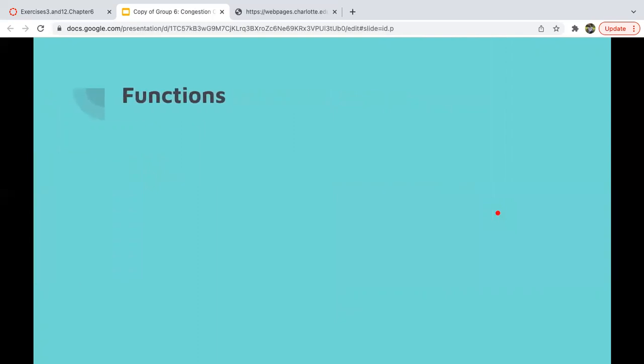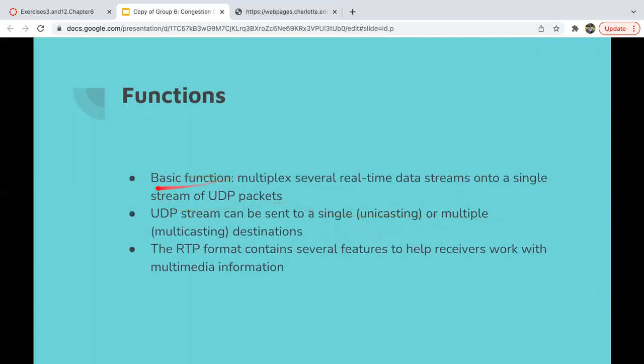All right, next we're going to be talking about the functions. So the basic function of the RTP is that it multiplexes several real-time data streams onto a single stream of UDP packets. And UDP streams can be sent to a single destination, which is called unicasting, or multiple destinations, which is called multicasting. And because the RTP uses normal UDP, its packets are not treated specially by the routers unless normal IP quality of service features are enabled.